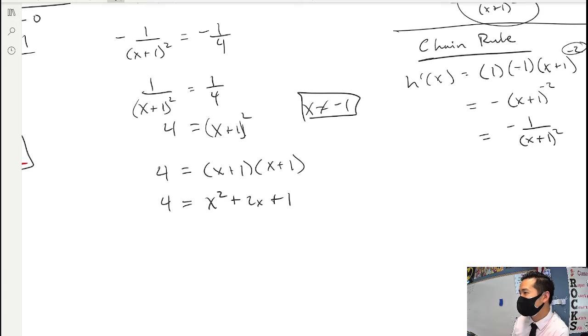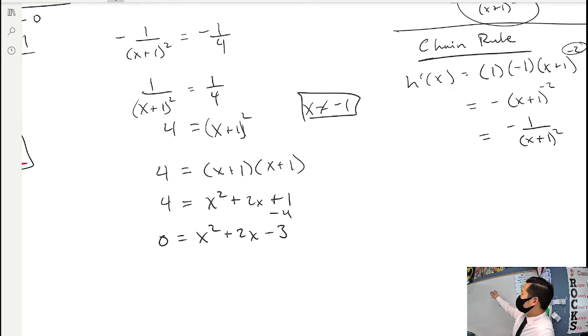How do you solve this quadratic? You have to subtract by 4, because if it's a quadratic, you want to set it equal to 0 if you're solving it. So, 0 is equal to x squared plus 2x plus 1 minus 4. 1 minus 4 is what? That's -3.